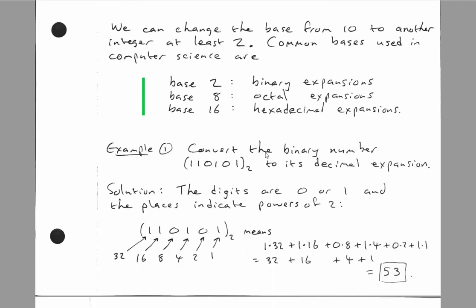Example 1. Convert the binary number 110101 to its usual decimal expansion. And this is the usual way to write it. If you look at different bases, then write the number like this and put the base here. So this is base 2. If you're in base 2, then the digits are just 0 and 1. Those are the only possibilities.